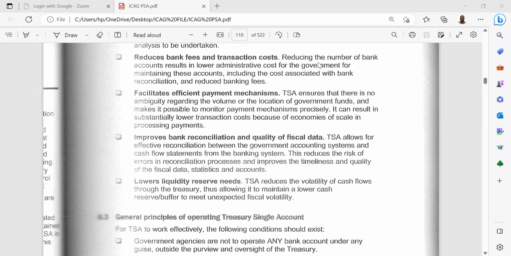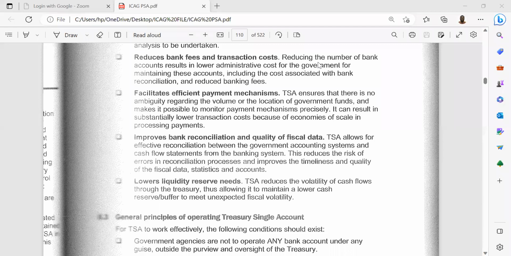So when it comes to lowering the liquidity reserve, it's about the inflows and the outflows. It makes sure that we can maintain cash, and we will try to meet the inflow expectations. So it's basically about cash inflows and outflows through the treasury.